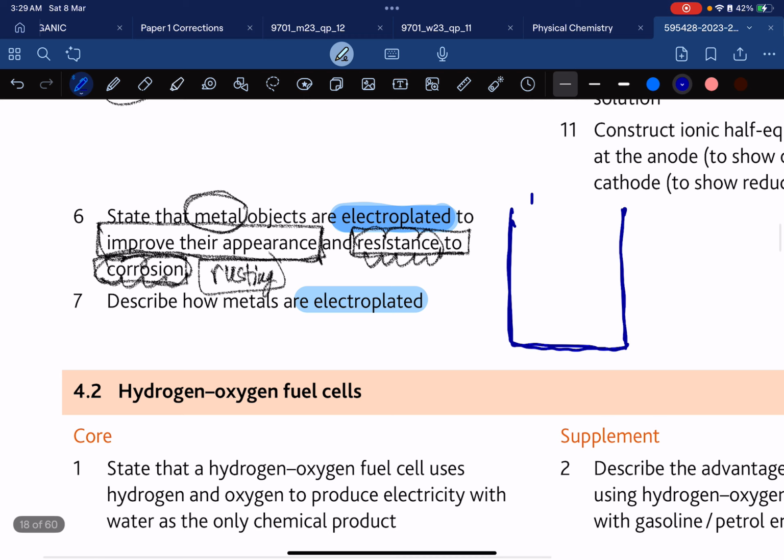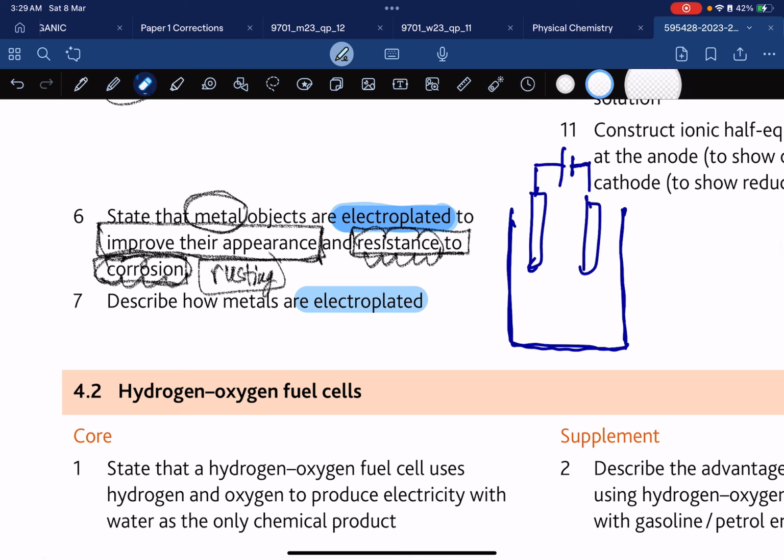So you have an anode and you have your cathode. One of the objects is going to be the one that you want to electroplate. Suppose I want to electroplate a metal. So at my cathode I'll have my metal that I want to electroplate, and I'll have my anode over here. Now note that the electrolyte will be an anode salt.